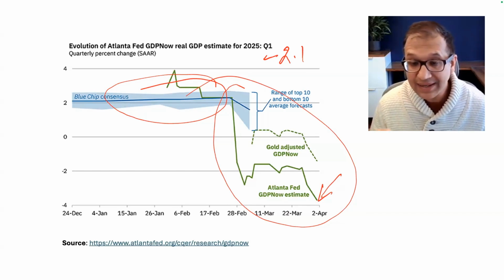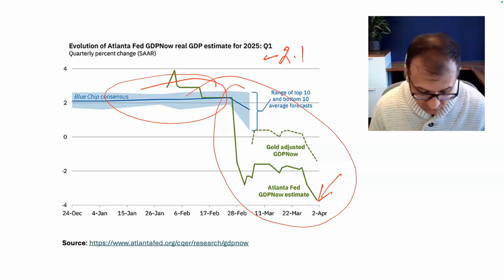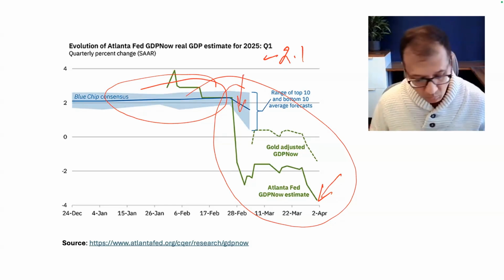So if you notice that it continues to dip, why is that happening? Now, first of all, I do want to bring to your attention that this whole drop happened in late February. Why did this happen?